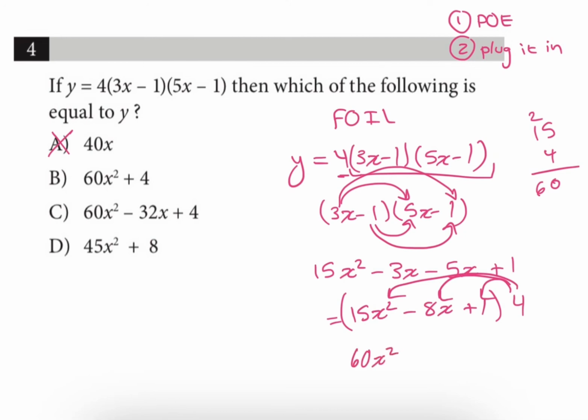And if we're going to go back to POE, process of elimination, we can get rid of D because there's no 60x here. And then it's going to be 4 times negative 8x. That will be negative 32x. And then we can get rid of B. You can stop here and just choose C, or you can keep going just to prove it. So 4 times 1 is going to be 4. And so that matches answer C, so that was correct.